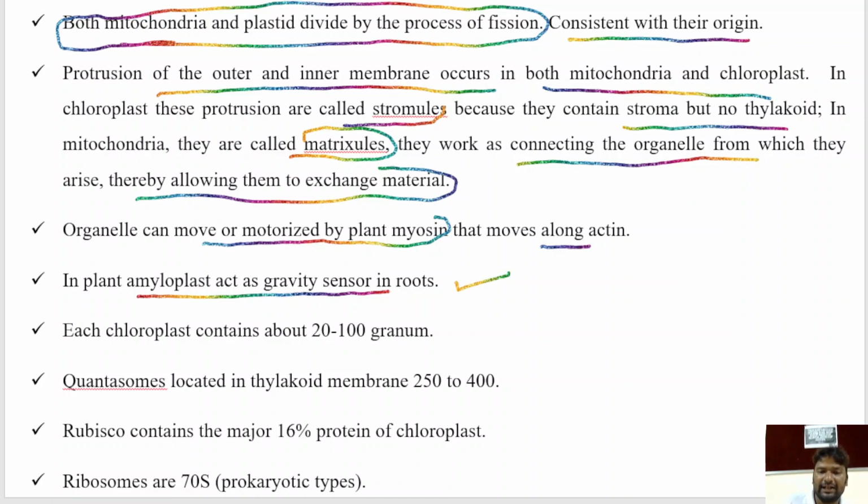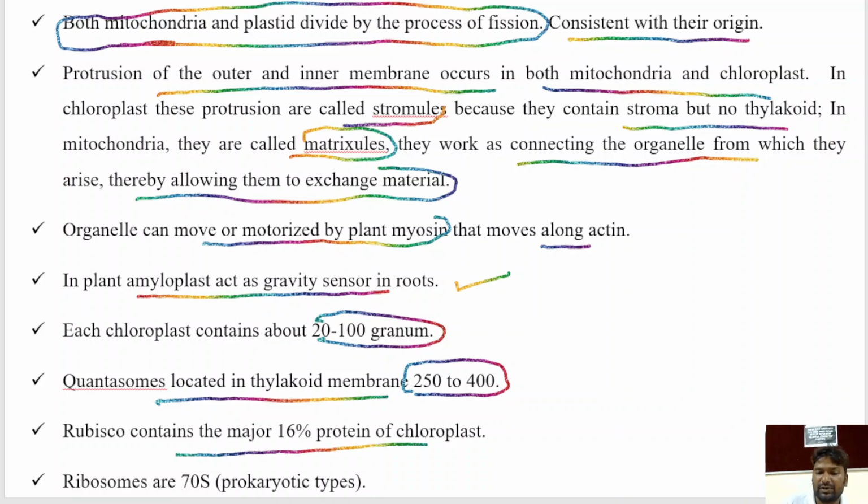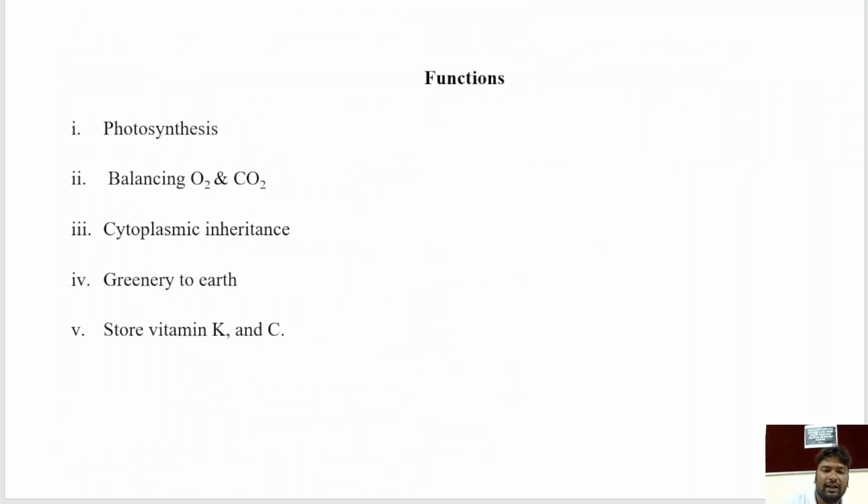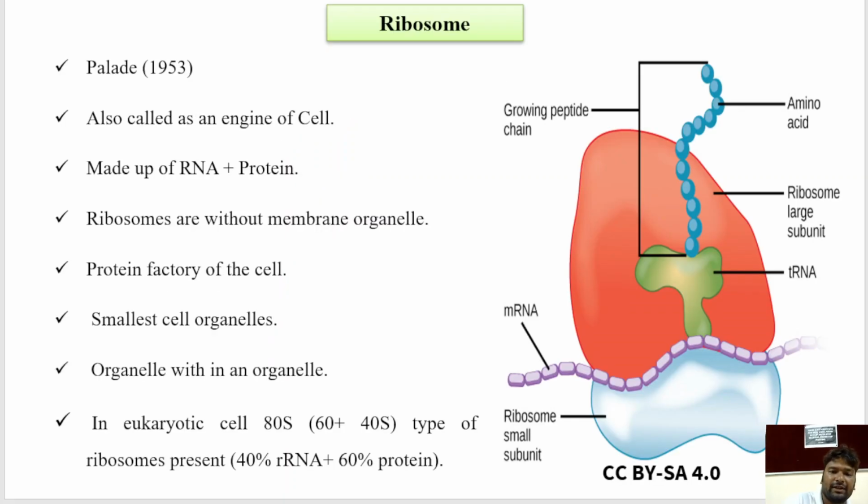Each chloroplast contains about 20 to 100 grana, and quantasomes are located on the thylakoid membranes, numbering 250 to 400. Rubisco makes up the major 60% protein of chloroplast. So rubisco is the major protein, and ribosomes are 70S type. Its functions are photosynthesis, balancing of O2 and CO2, cytoplasmic inheritance, greenery to earth, and storage of vitamin K and C.